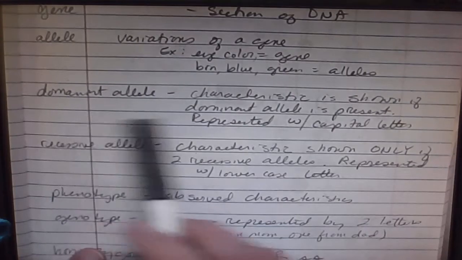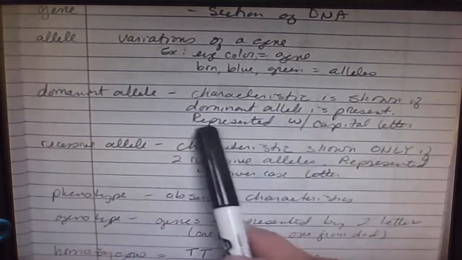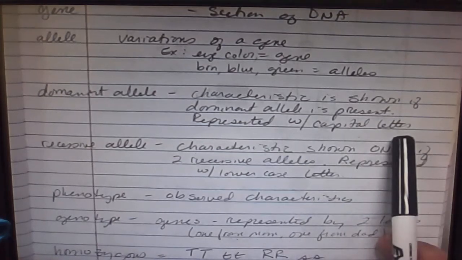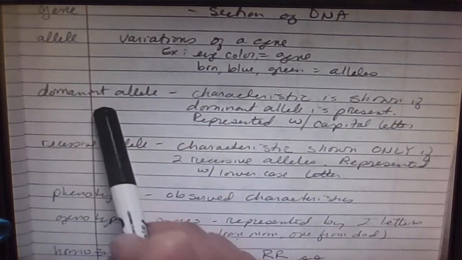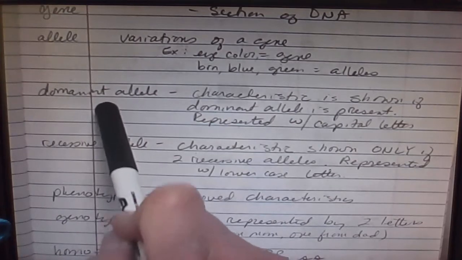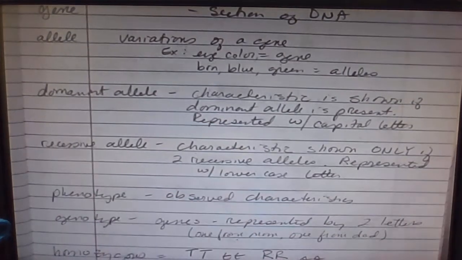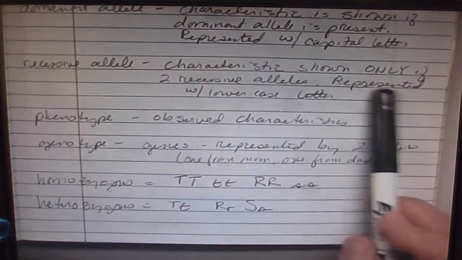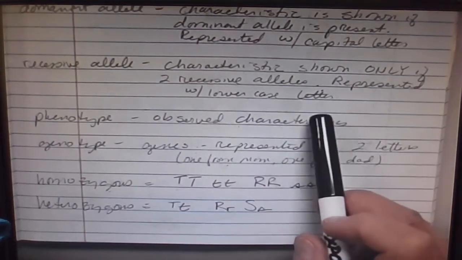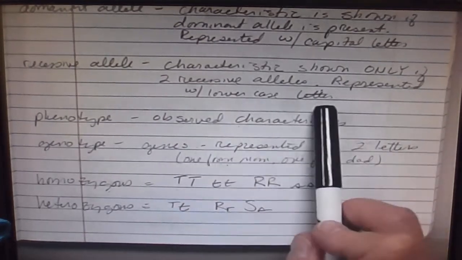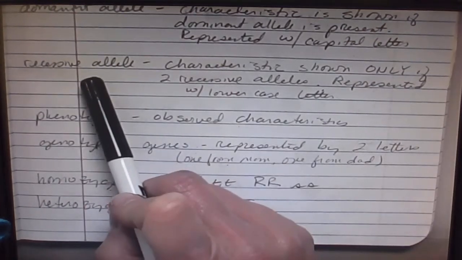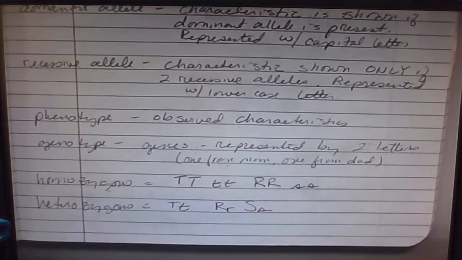A dominant allele is a characteristic that's shown if the dominant allele is present. The dominant allele is represented with a capital letter. If that capital letter, if that allele is there, then that's what you see. A recessive allele is a characteristic shown only if two recessive alleles are present. It's represented with a lowercase letter. You will only see the recessive characteristic if there are only recessive alleles in the genotype.